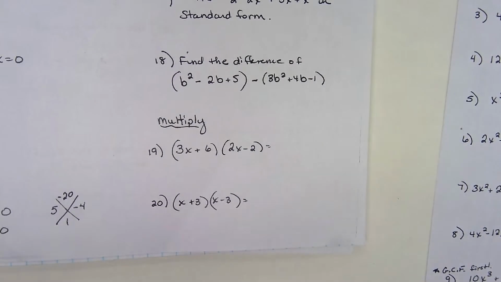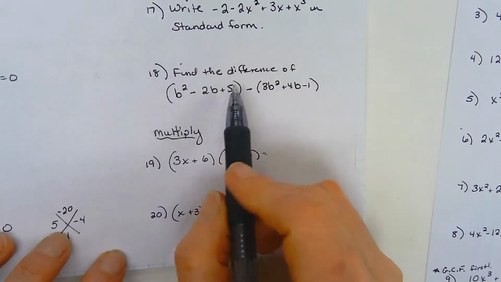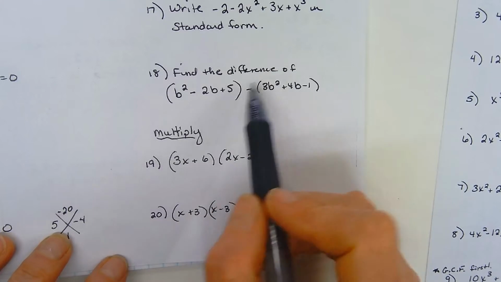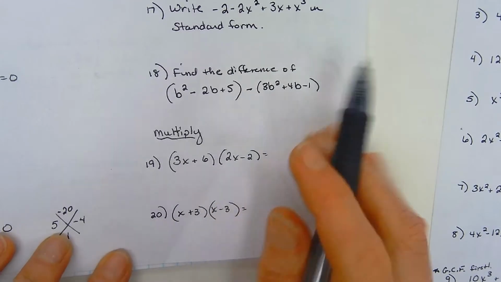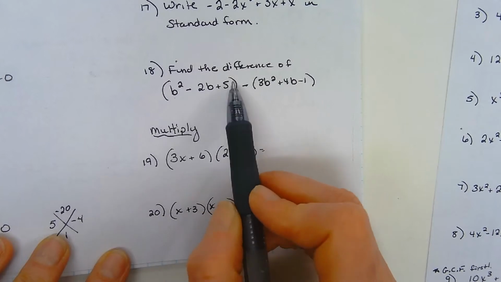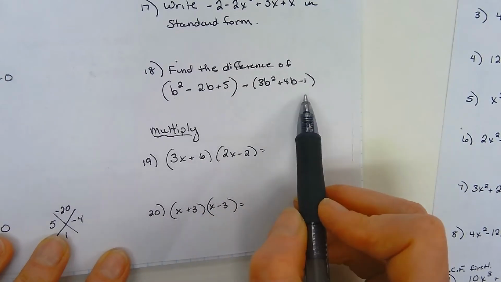Here is review part 3, starting with number 18, 17, the answers on the back. Find the difference of these two polynomials. B squared minus 2b plus b is one polynomial, minus 3b squared plus 4b minus 1 is the other polynomial.